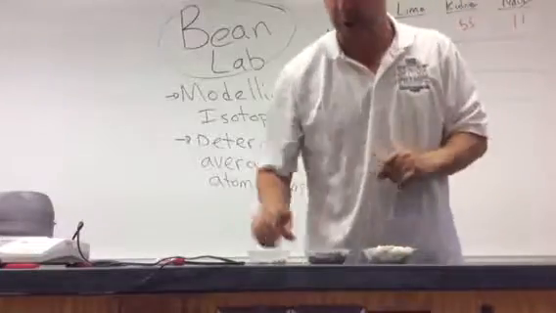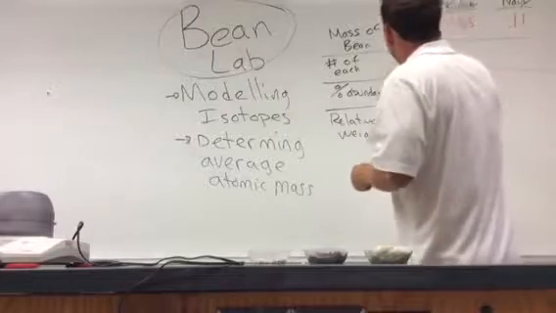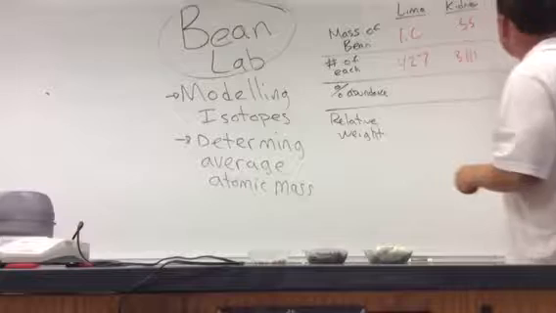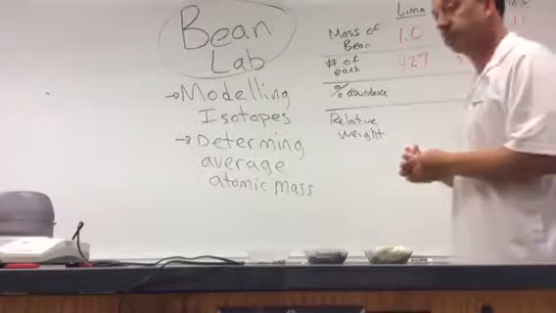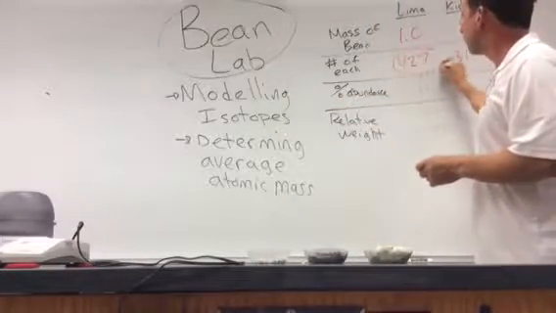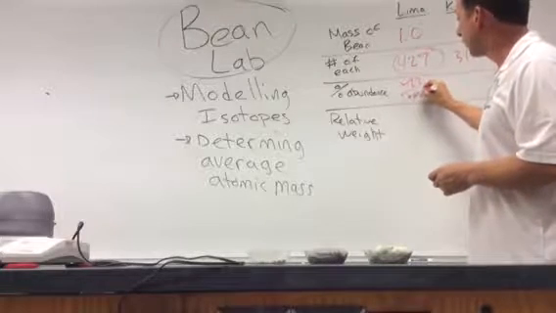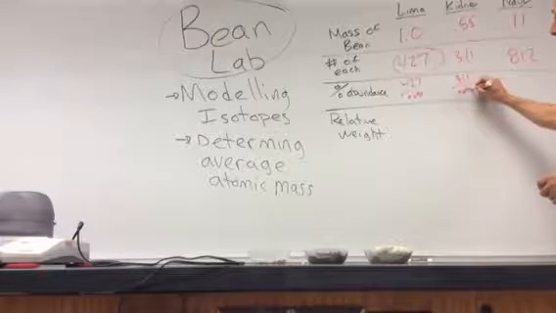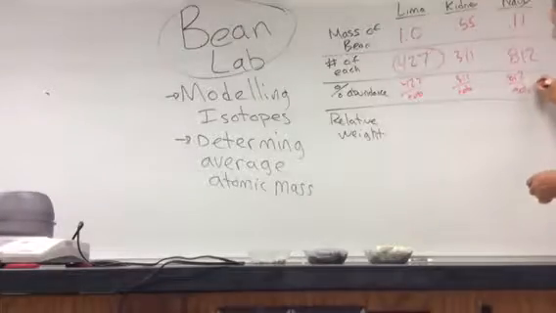So we're going to count how many beans we have, and maybe we might have 427 limas and 311 kidneys, and it might be 812 of the small navies. From there, we'll have to figure out the percent abundance, which would be 427 over the total number of beans. Likewise, 311 over the total number of beans, and 812 over the total number of beans.